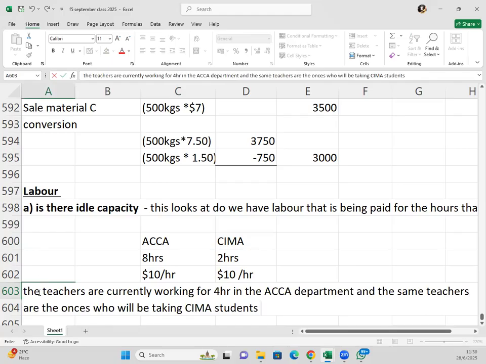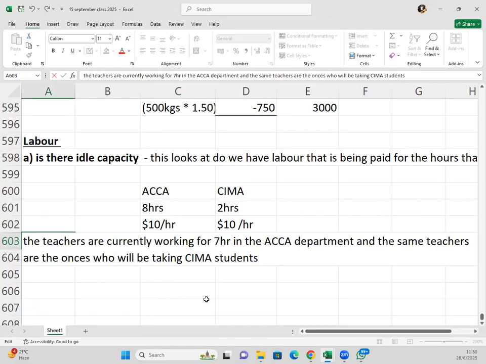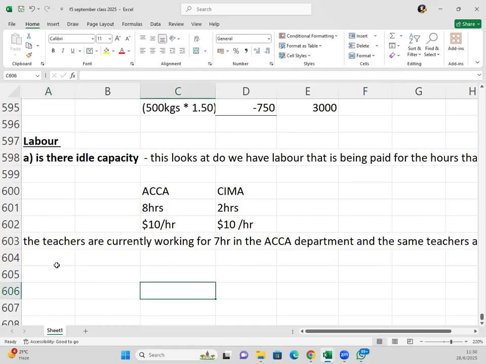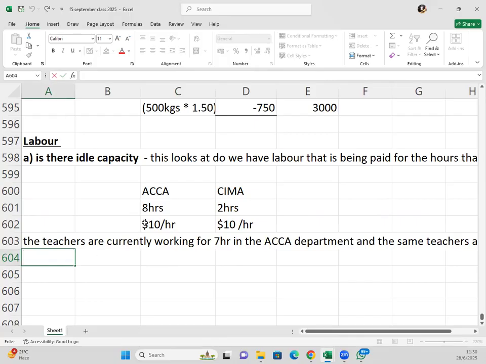Or maybe let's change here a bit from 4 hours. Let's say they are currently working 7 hours. So they are being paid 8 hours, but they are currently working 7 hours. If they are the same people, it means they still have 1 hour that they are being paid for but not working. Looking at the relevant cost for labor, for the 1 hour that they are not working, they can go and teach CIMA students.